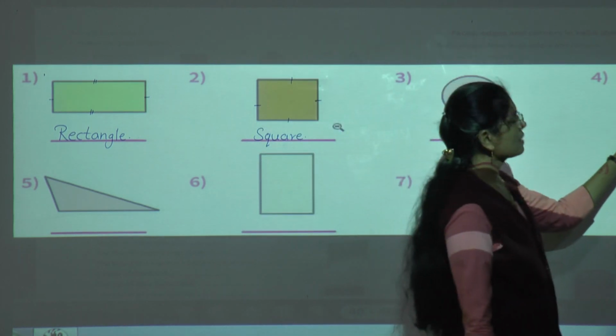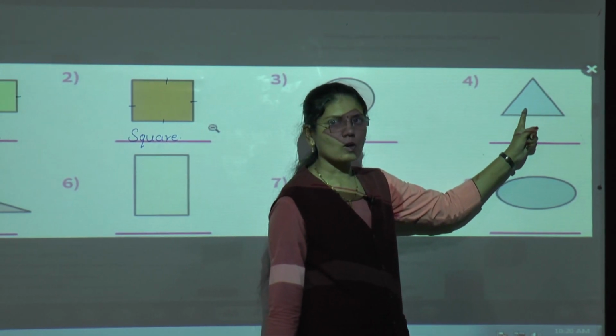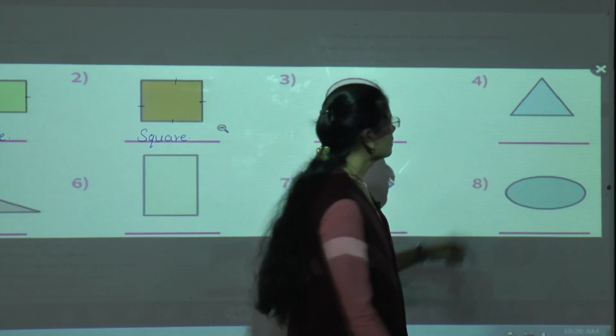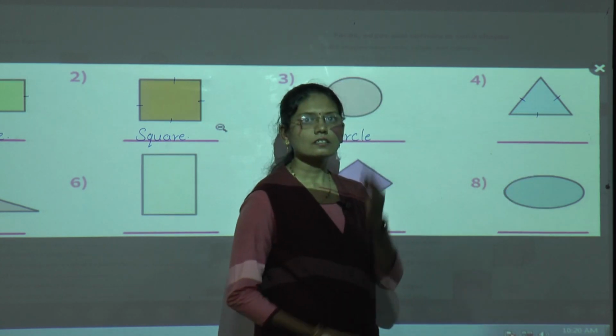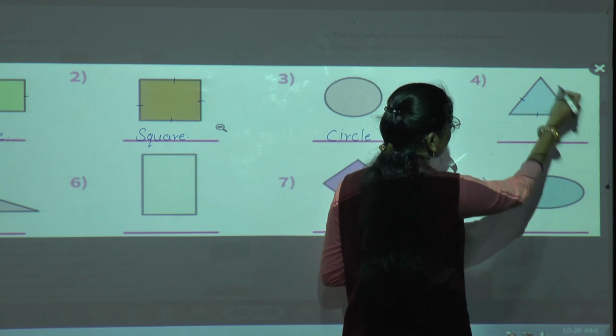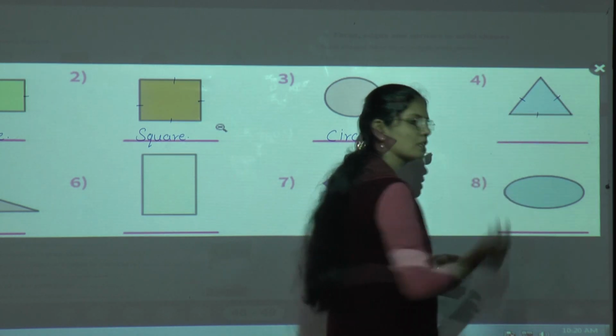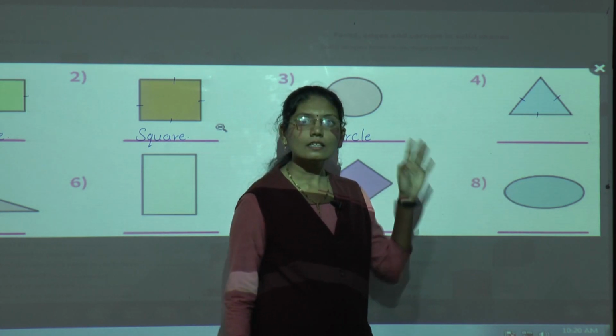Now students, see this shape. Yes, let us count how many sides it has. 1, 2, 3. It has 3 sides. Okay, and corners 1, 2, 3. It has also 3 corners. So this is a triangle.